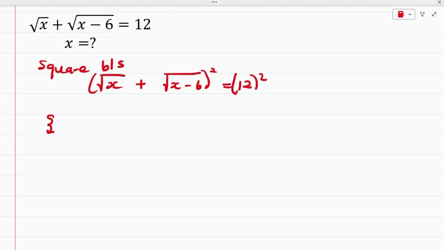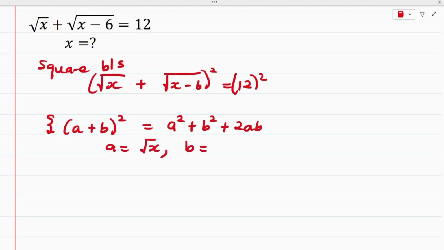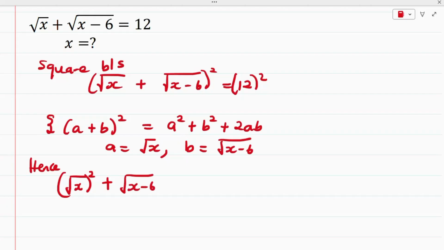Now applying this formula to the left hand side of this equation that says (a plus b) all square is equals to a square plus b square plus 2ab. So from the left hand side of this equation, we have that a is equals to the root of x and b is equals to the square root of x minus 6. So hence, we have this to be the root of x all square plus the root of x minus 6 all square plus 2 multiply the root of x multiply the square root of x minus 6. This is equals to 12 raised to the power of 2 is 144.